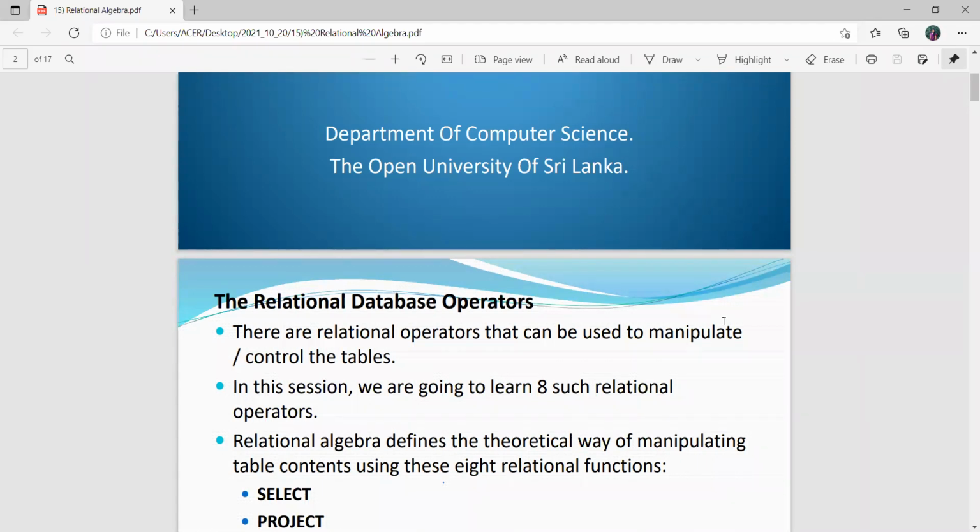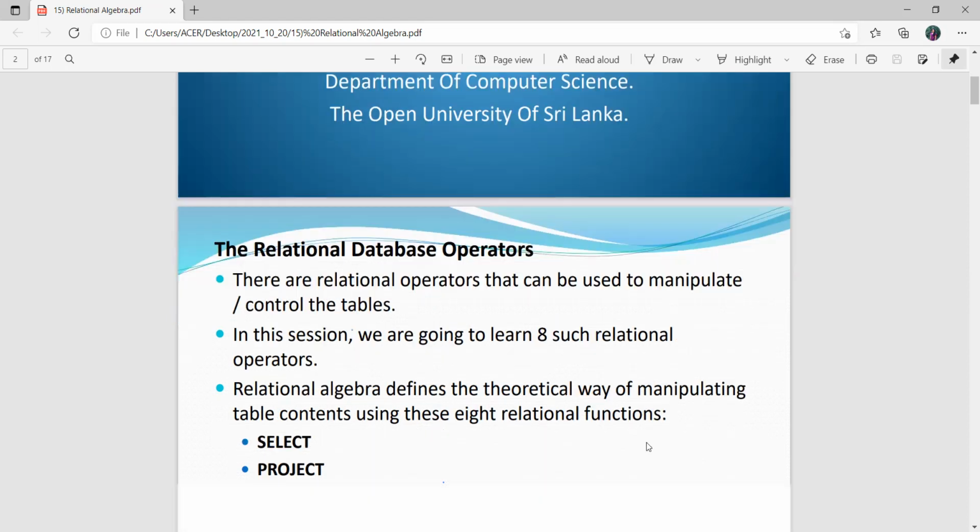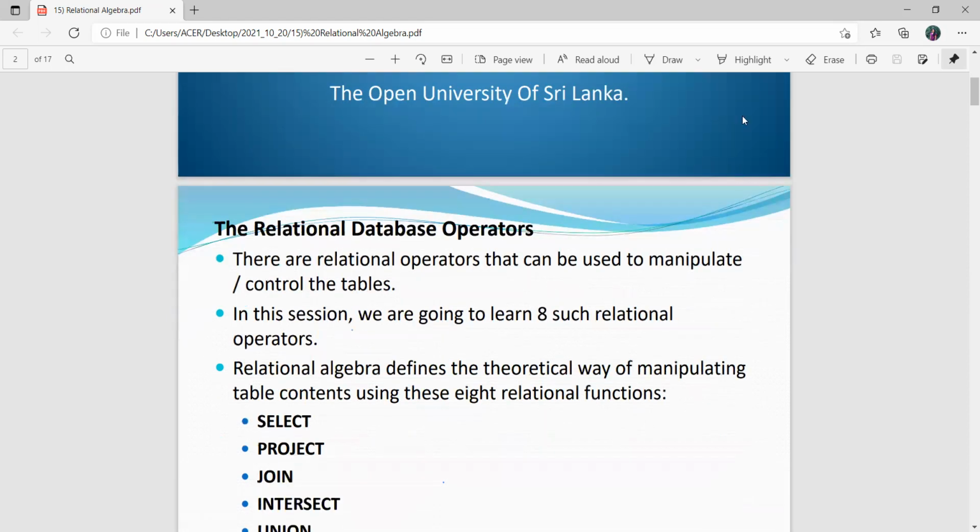Okay. So when we consider a table, we can manipulate the data available in the table and we can control the data. To do these things, we need some relational operators. Okay. As an example, if you need to wait.